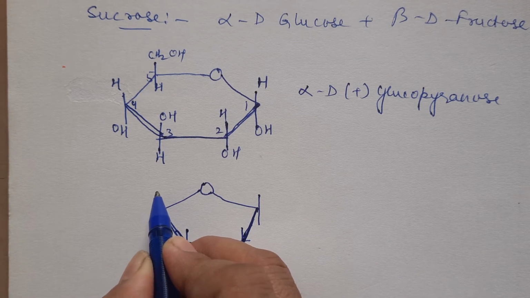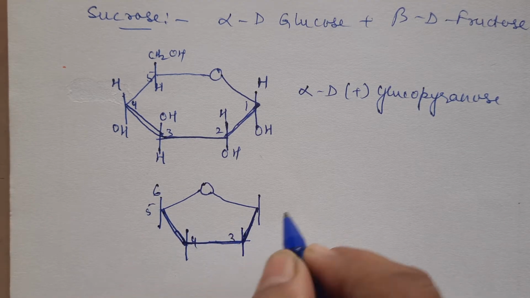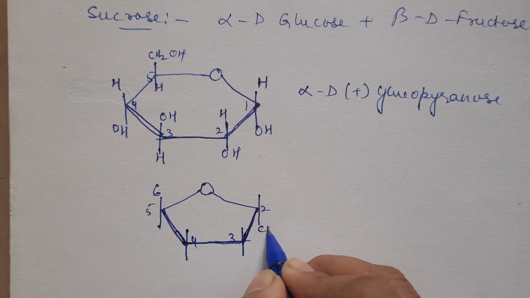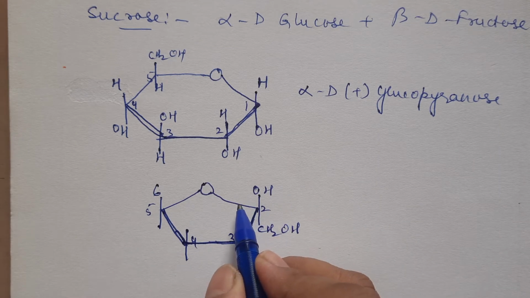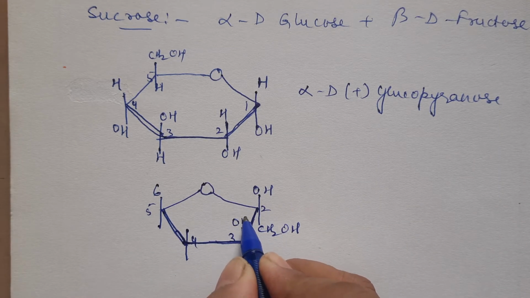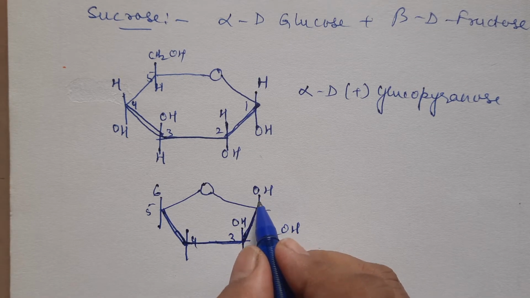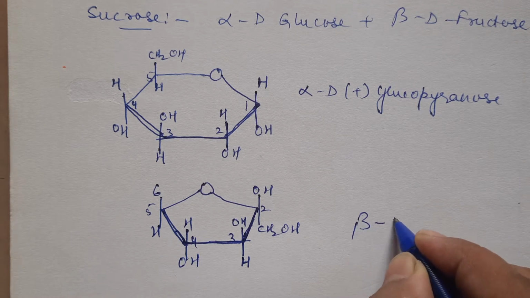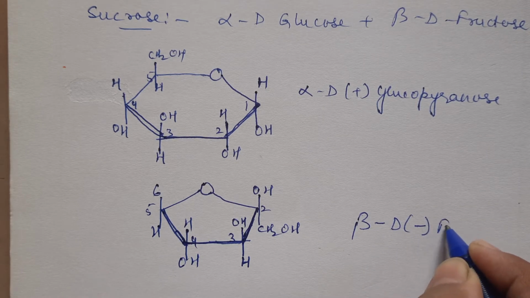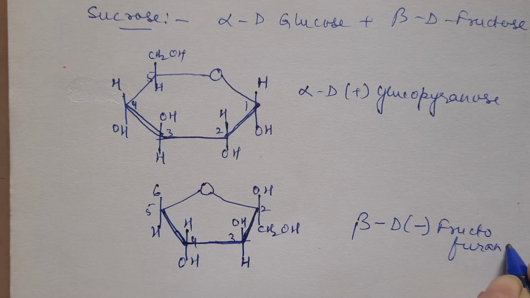We can number them first, right? This is 6 carbon, 5, 4, 3, 2 and 1. 1 is here, CH2OH. And this was OH. This is beta we have drawn, right? And this is OH. Only on the third carbon atom OH was on the top. This how it is coming, you can watch the previous video, right? H, OH and H. So we have drawn, this is, children, beta. Beta D, it's levorotatory fructofuranose. This is the complete name, right?